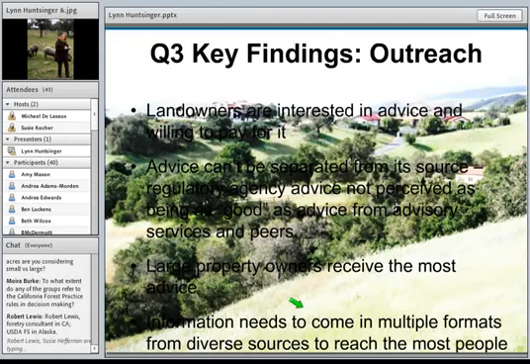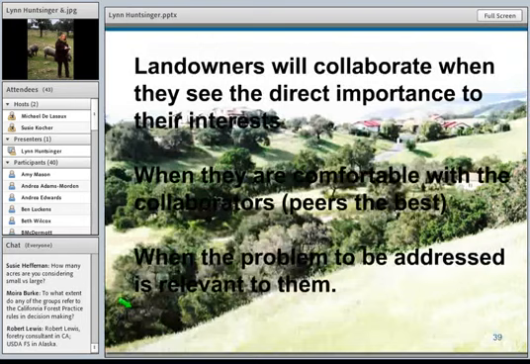Advice can't be separated from its source. Regulatory agency advice is not perceived as being as quote-unquote good as advice from advisory services and non-governmental organizations. Large property owners get the most advice and are most likely to get advice. So information needs to come in multiple formats from diverse sources to reach the most people. There wasn't any group that reached more than 20 or 30% of landowners in California. So people are getting advice and need to get advice from a number of sources.